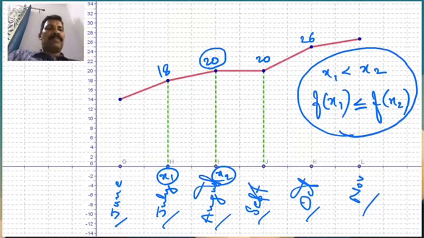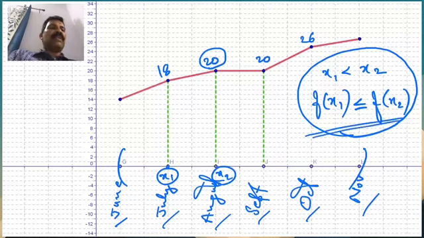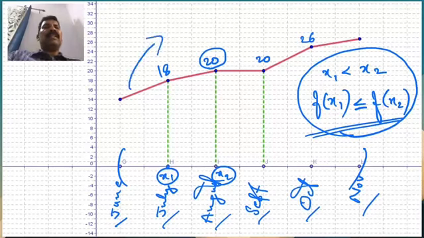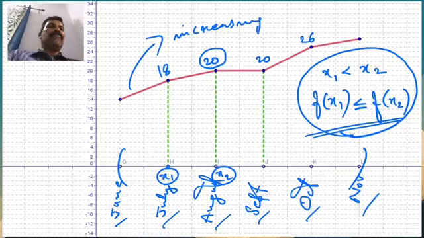f of x2. So if you consider this interval from June to November, you can see that for any 2 points x1 and x2 in the domain, whenever x1 is less than x2, we have f of x1 less than or equal to f of x2. In such a case, we say that the given function is an increasing function.